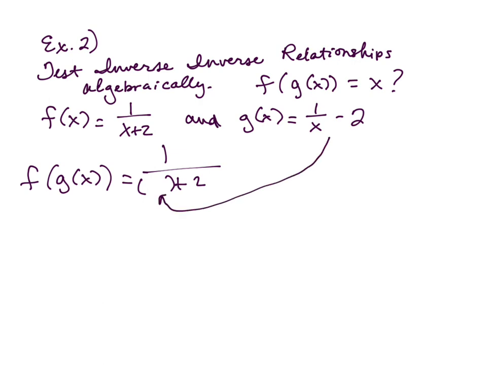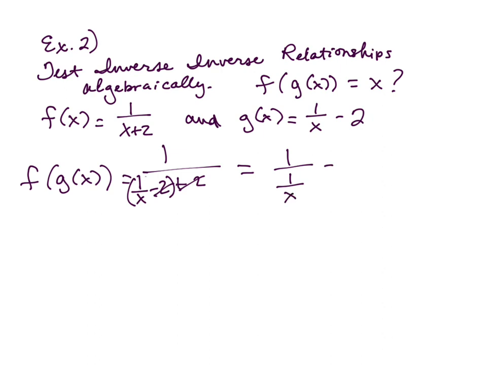You'll see what I'm doing here? g of x says 1 over x minus 2. So we plug that in. Well, let's simplify. I've got 1 over x minus 2 plus 2. What happens with the minus 2 and the plus 2? They cancel. So I end up with 1 over x.